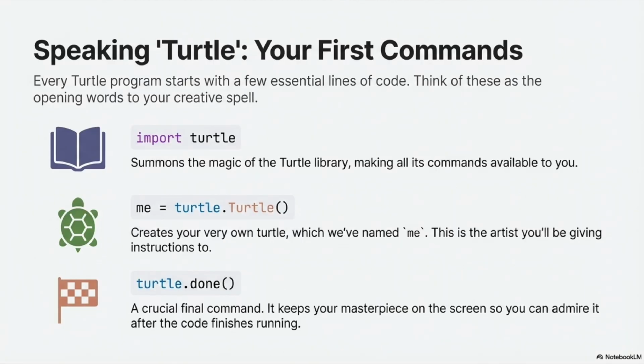Now let's write our first turtle code. Every turtle program usually begins with 3 important lines. First, we write import turtle. This brings in the turtle tools so we can use them in our program. Next, we create our turtle: me = turtle.Turtle(). Here we are making a turtle and giving it the name me. This is the turtle we will control. At the end of our program, we add turtle.done(). This keeps the drawing window open so we can see our finished picture after the code runs.